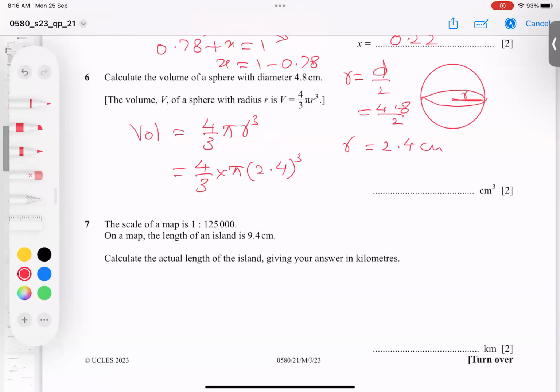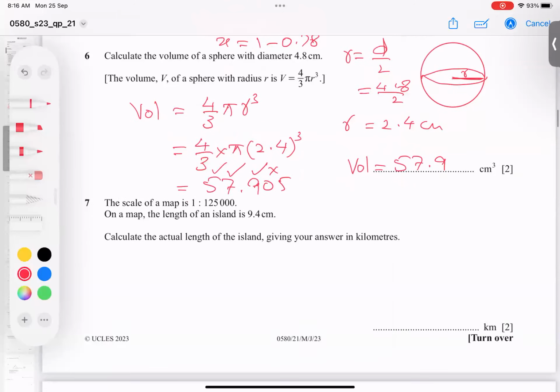4 by 3 pi into 2.4 to the power 3. And the answer is coming 57.905. We have to write 3 SF. We don't want more, bigger than 4? No, we don't add. So the answer is 57.9 centimeter cube, the volume.